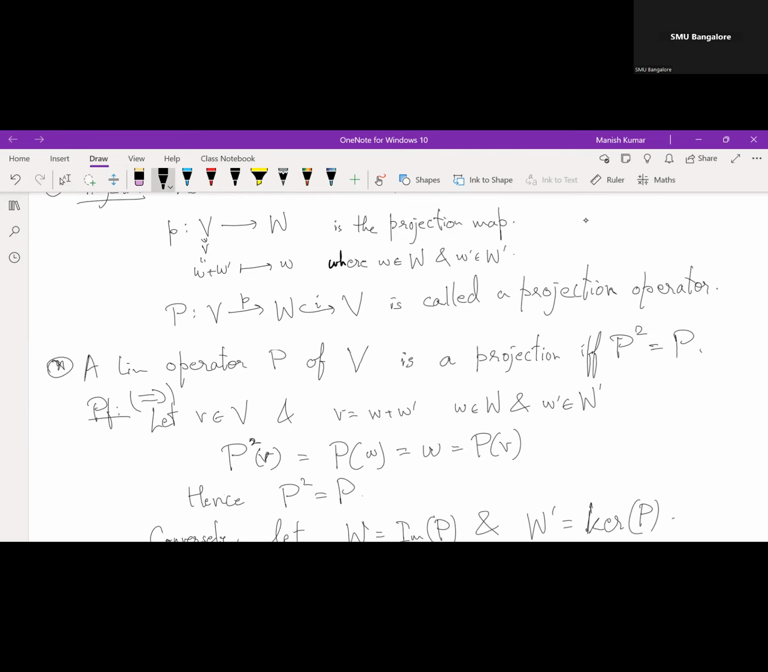So let's look at P square of v. What is P square of v? It's P of P of v. But P of v is w, right? And P of w is again w, because w you can uniquely write as w plus 0. And w we know is P of v. So we see that P square of v is the same as P of v, and v was an arbitrary element of V. So that tells you that P square is P. This is not difficult; I'm just saying that one has to produce an argument.